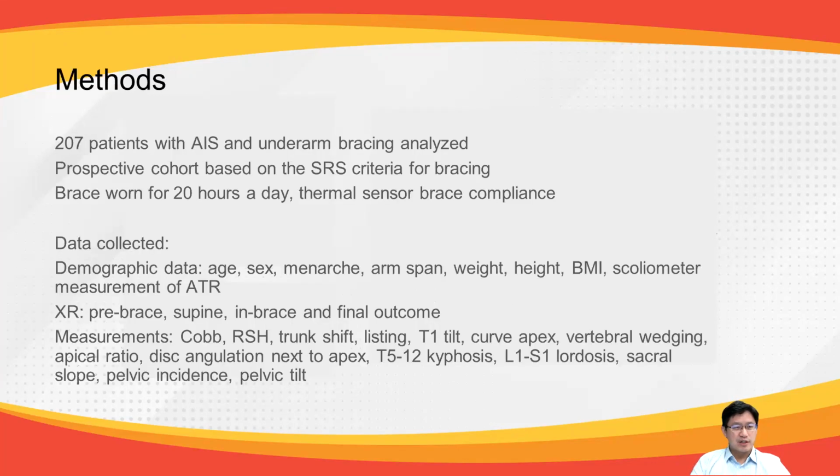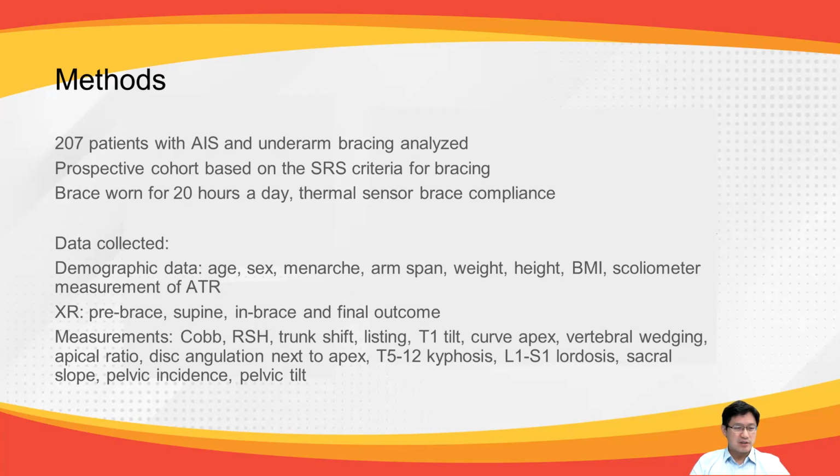In this study, we included 207 patients from this prospective study of AIS patients undergoing underarm bracing. It is a prospective cohort based on the SRS criteria for bracing, so essentially 20 to 40 degrees, no previous treatment, and Risser 0 to 2. All of our patients wore the brace for 20 hours a day with compliance monitored via thermosensor bracing, to make sure that none of our patients had non-compliance leading to curve progression, which is not related to the flexibility and the curve pattern.